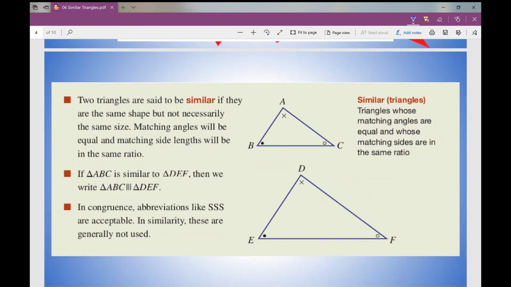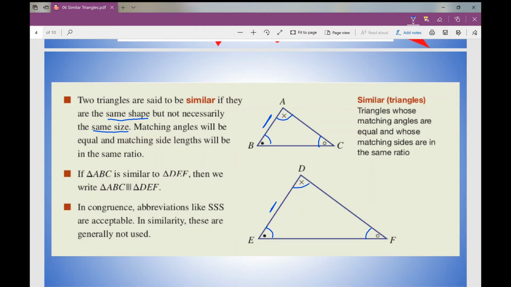Okay, now we're moving on to talk about similarity in triangles. Similar triangles are the same shape, but not necessarily the same size. So what that means is angles are equal between the two triangles, and the side lengths are in the same ratio. We'll see exactly what that means in a moment.